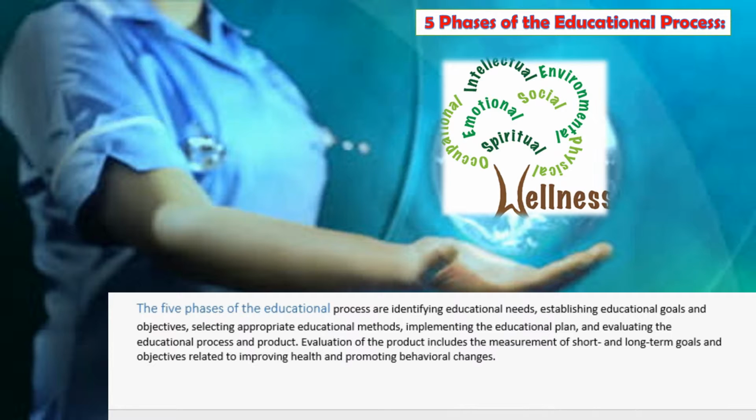Then you want to select the appropriate educational methods. You need to think about your learner and how they learn and barriers to learning, and pick the right methods of educating them. You want to implement the educational plan. This is when you actually go out and do the education, and you want to evaluate the educational process and the product to see if it worked and what you can do differently. These are important things to do when you're actually involved in educating patients.